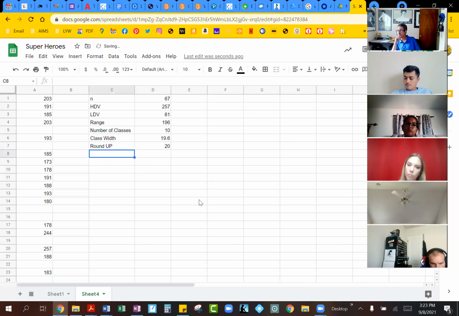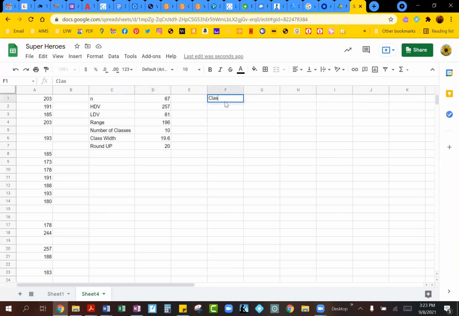20. Okay. So for now, let's say we're staying with our number of classes as 10 and our class width is coming out to be 20. So now when you start creating your frequency distribution, we're going to start with our class width, and I'm actually going to use this side as our lower class limit and this one as our upper class limit.